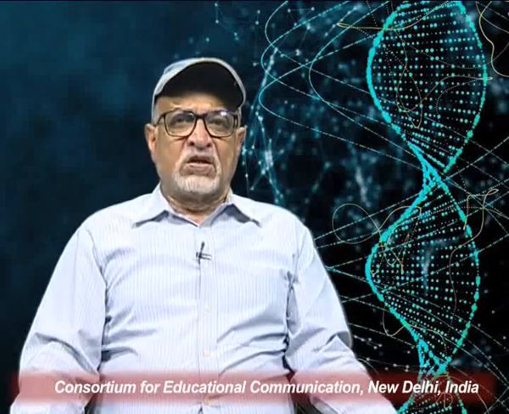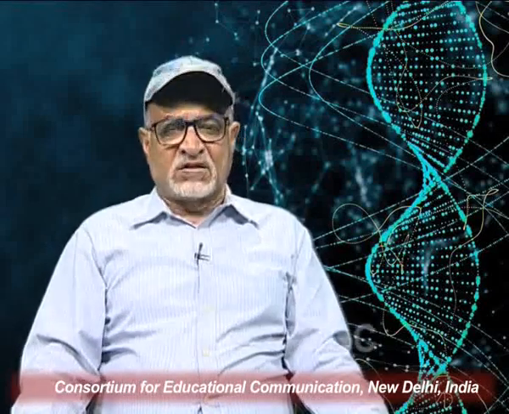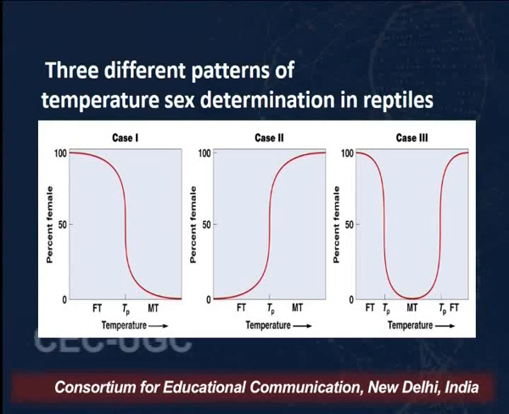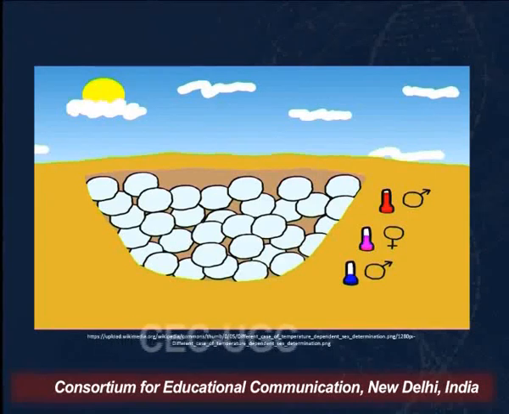And if they are exposed to, say, medium temperatures, they would become female. So that means there are three different patterns, as you can see on your screens, which depict temperature sex determination, as it is called, in the case of reptiles. In some cases, extremely high temperatures; in other cases, very low temperatures; and in the other case, the intermediate temperatures are going to decide the fate of sex of the future individual.